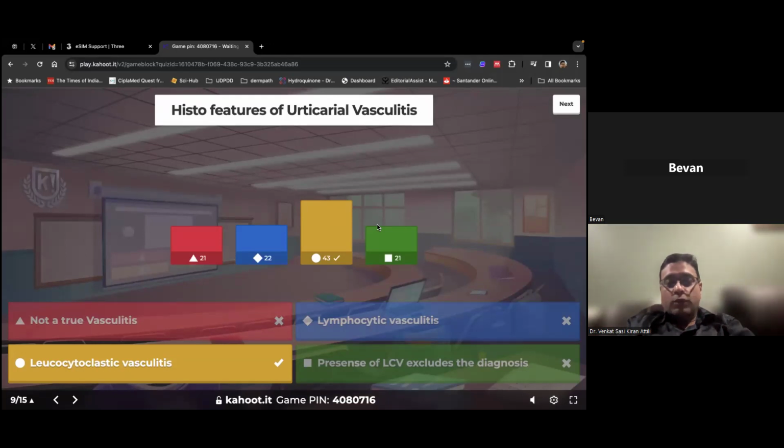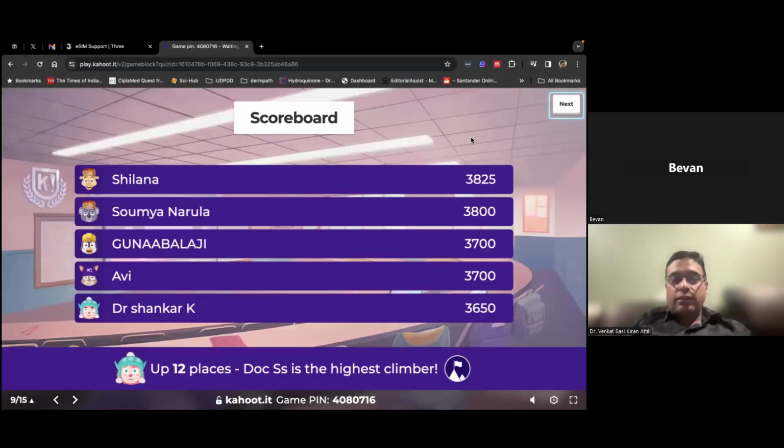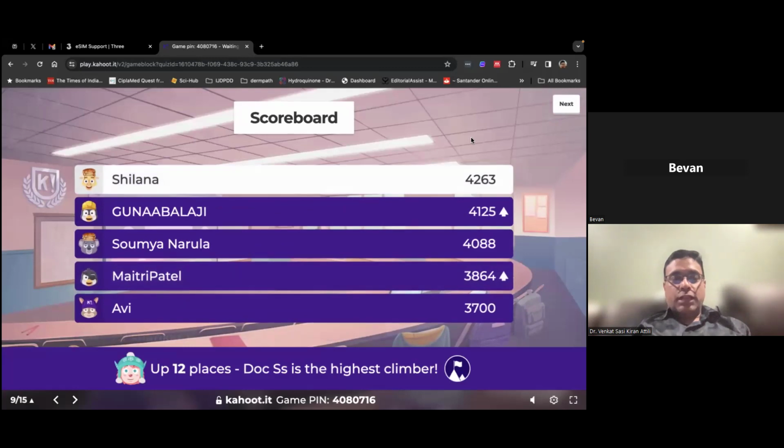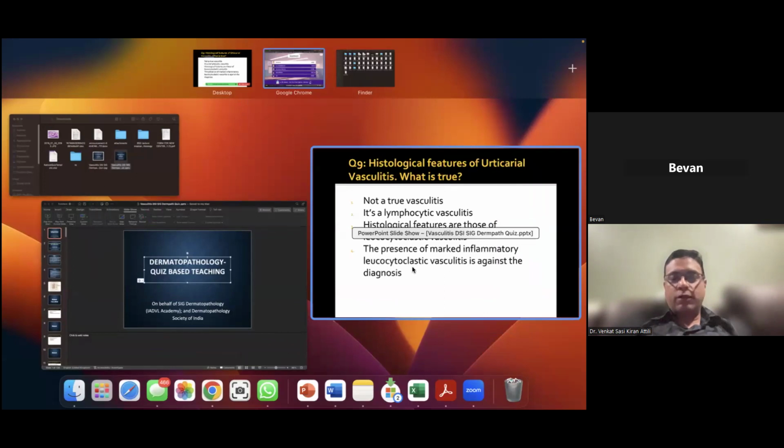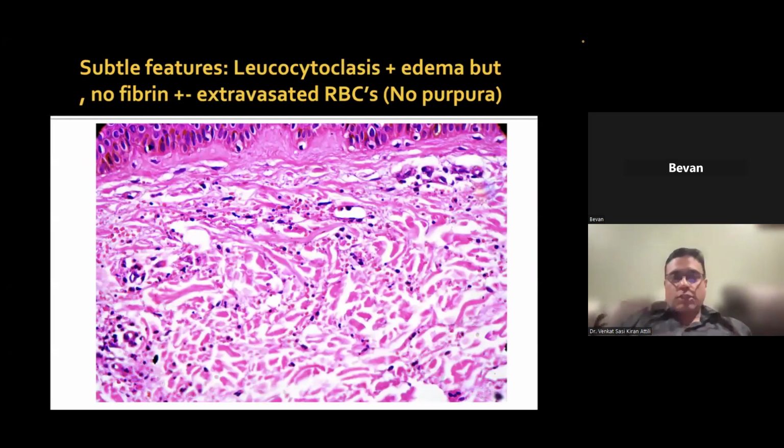So, there you go. So let's see how many of you have got it right. Right, Shilana, followed by Guna Balaji, Soumya, Maitri Patel, and AVI are at first, second, third, fourth and fifth position respectively, up 12 places, Doc SS. So there are about, I think, 6 more questions to go. So those of you at the bottom can still catch up. I think the top 5 have got 5 correct, because you got about 4,000 odd points, which is more than 50%, but good going, because these are tricky questions.